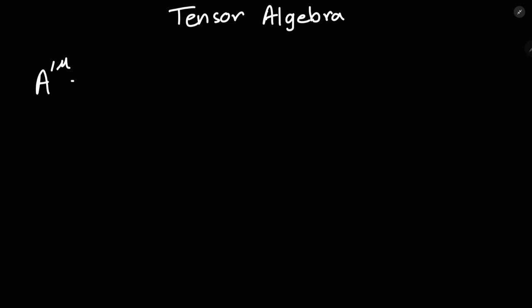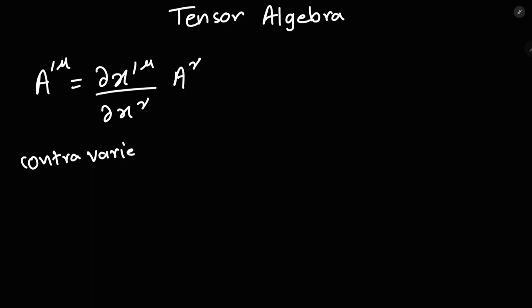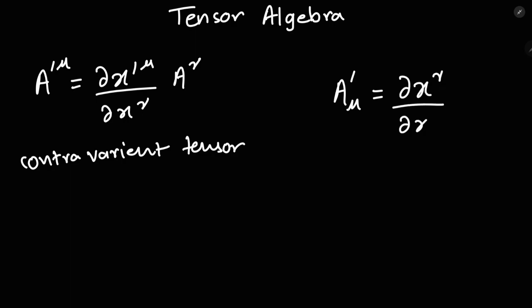A prime of mu is equal to del x prime mu upon del x nu, A nu. This is our contravariant tensor. The components of a contravariant tensor are denoted by an upper index like this. We have a covariant tensor denoted by a lower index, like A prime of mu is equal to del x nu upon del x prime mu, A nu. This is our covariant tensor.